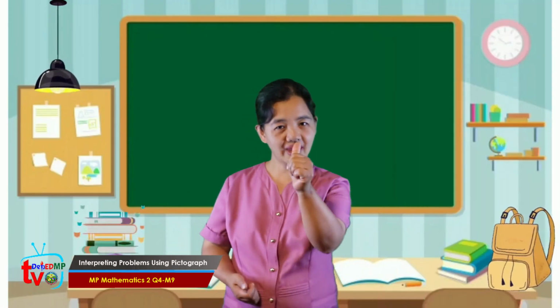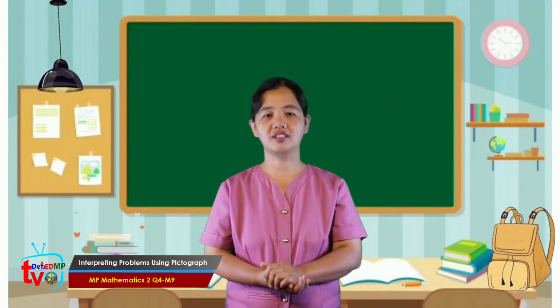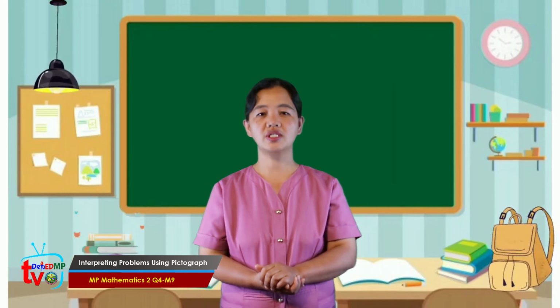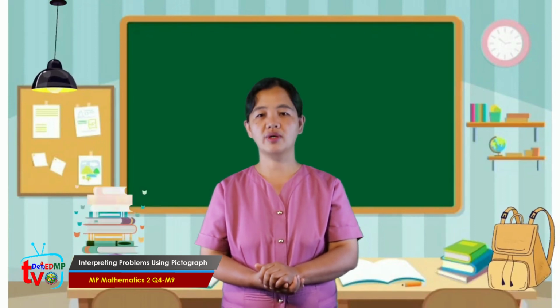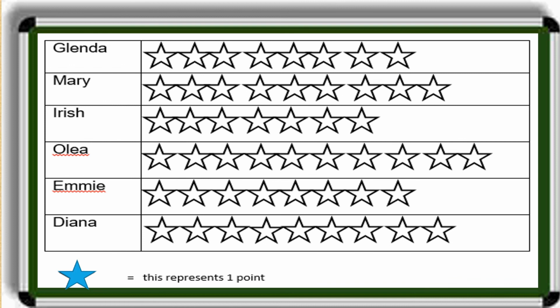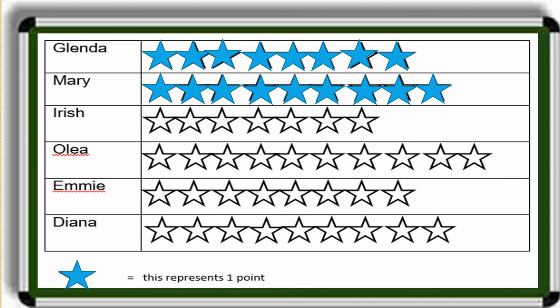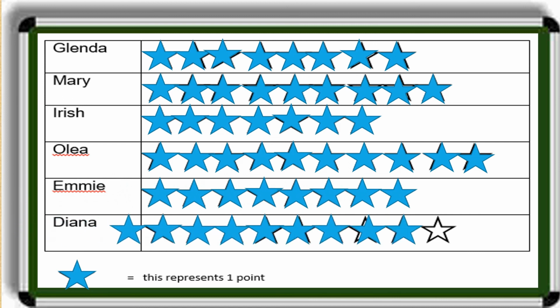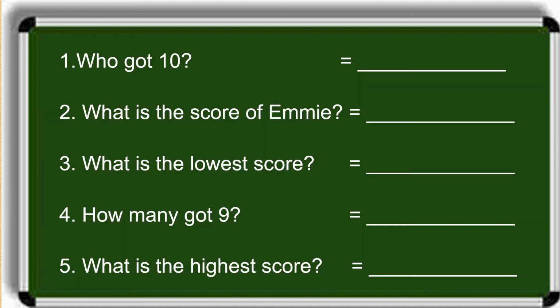Congratulations! You made it! For your additional activity, study the scores of pupils in a math test using pictograph, then answer what is asked. 6 girls attended math tests. The table shows the names and the scores. The stars represent the score, and each star means 1 point. You may now answer the questions by yourself.